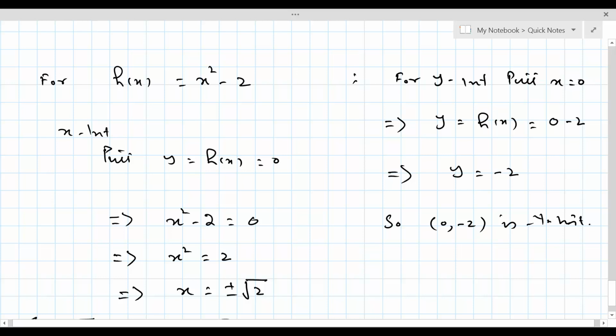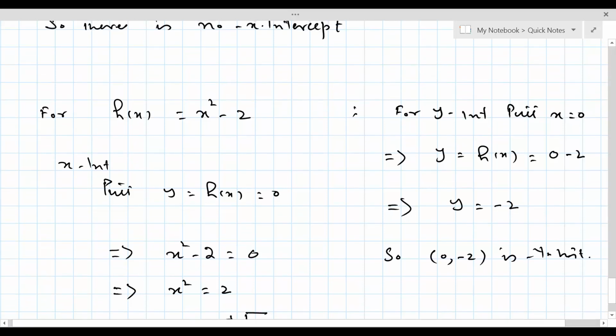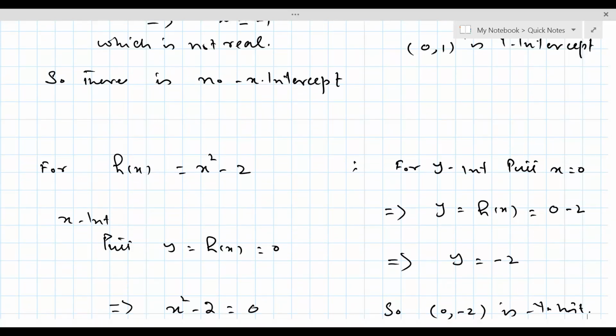So this is how we can find x-intercepts and y-intercepts. We also know how we can find vertex. We know how we can find axis of parabola, and there are some more properties which of course we are going to learn and discuss in the coming lessons for parabola.